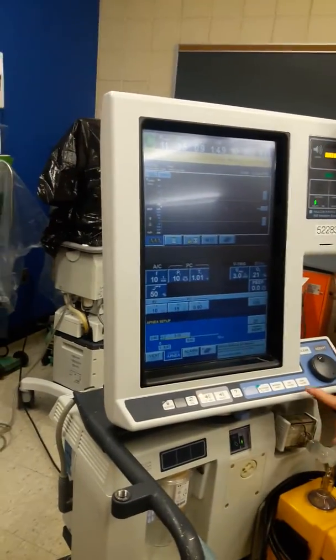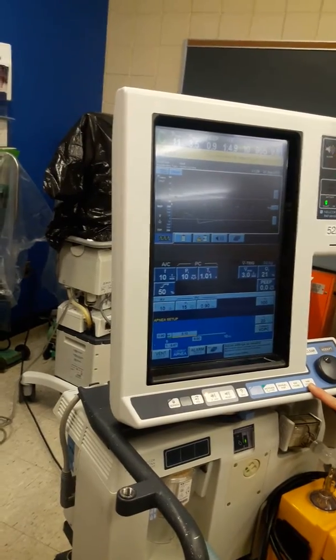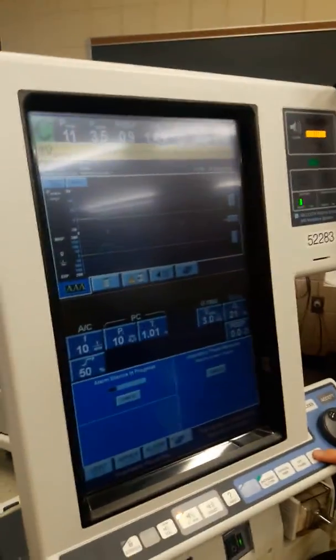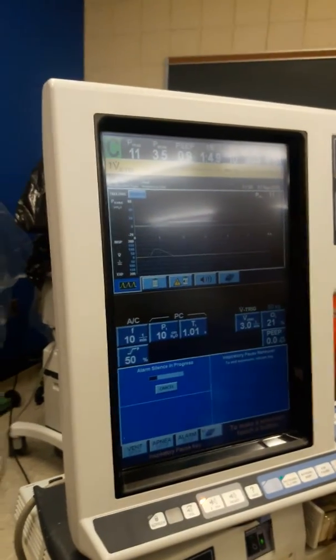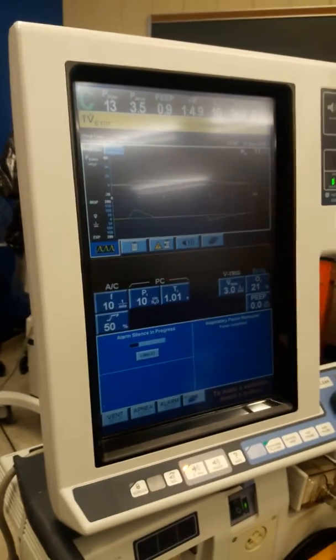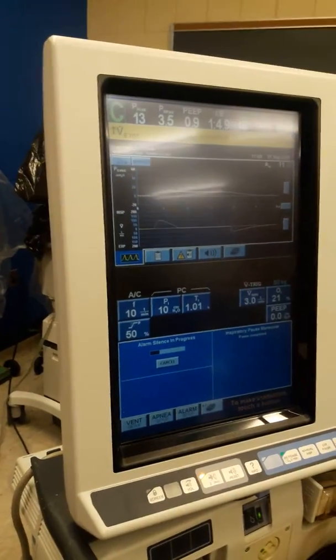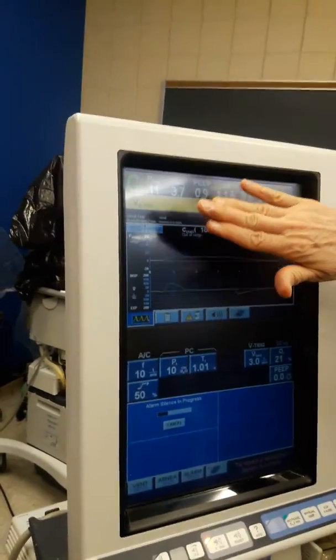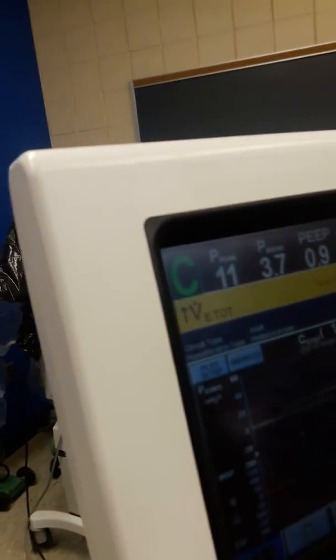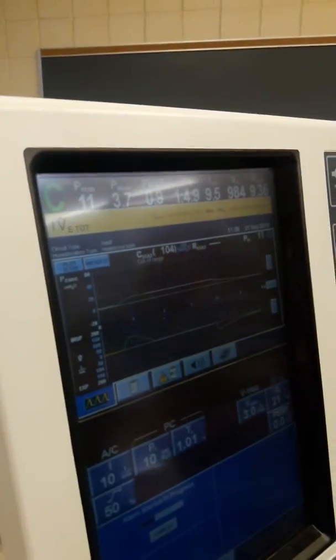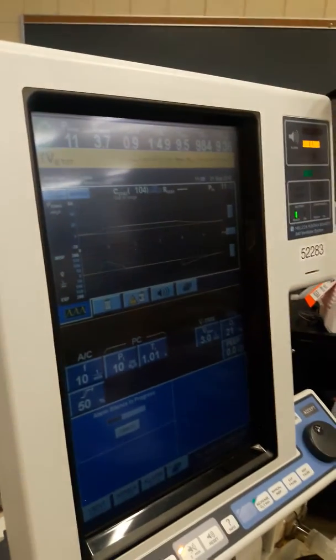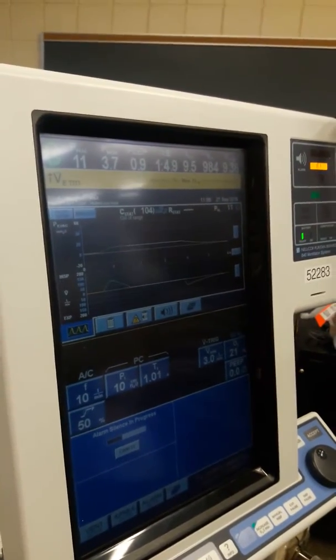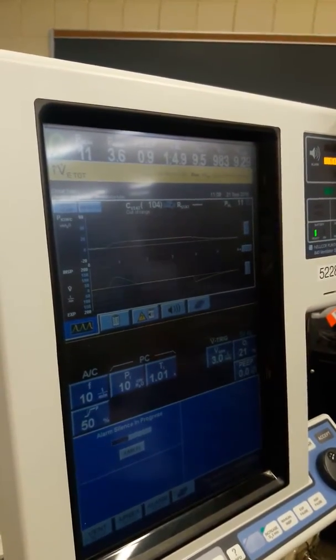So plateau pressure is an inspiratory pause. Okay, my plateau pressure is 11. It did the calc for us. My volume was 940 something at the time, 940 mils. My plateau pressure was 11.